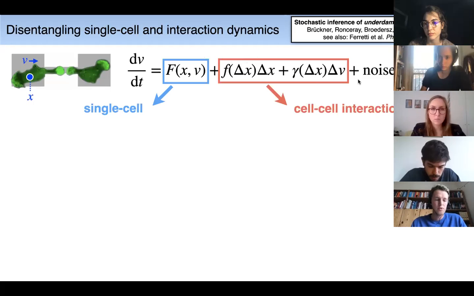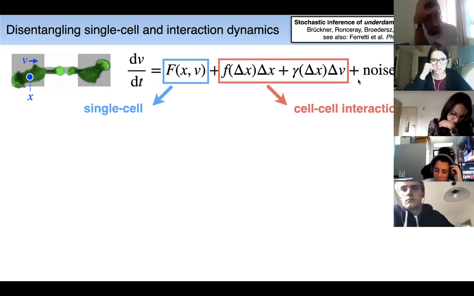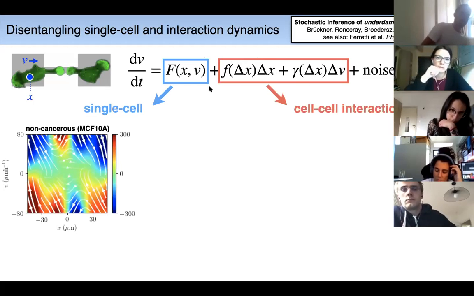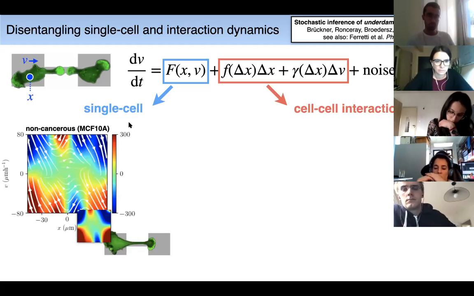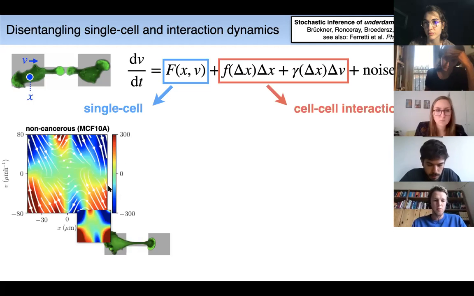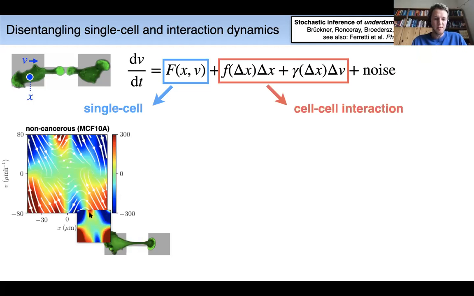And what we now do is we use the trajectories that we observed experimentally, and we use the short timescale information in these trajectories, so the local accelerations, to infer these distinct terms of this equation of motion. And so first, for the single cell term, we find this dependence here, which actually looks extremely similar to what we found for experiments where we really only had a single cell in this confinement, showing that the single cell dynamics don't change much when you add another cell.